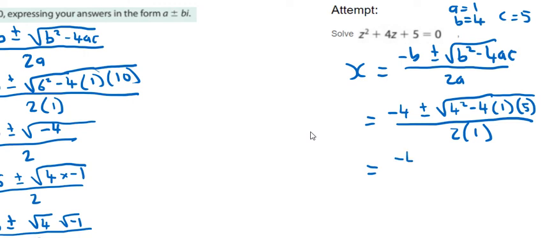Then I can break it down. So minus 4 plus or minus, 4 squared would be 16, take away 4 multiplied by 1 multiplied by 5, so take away 20 really. So I'm actually going to get minus 4 in here. So I'm actually getting the same thing as the other example.